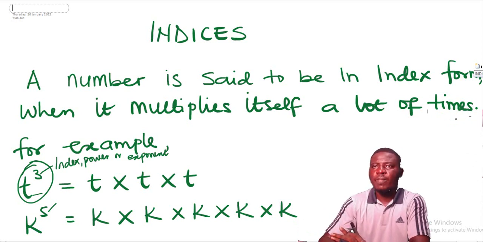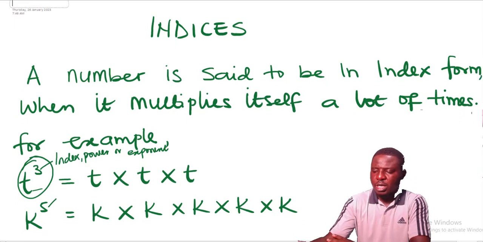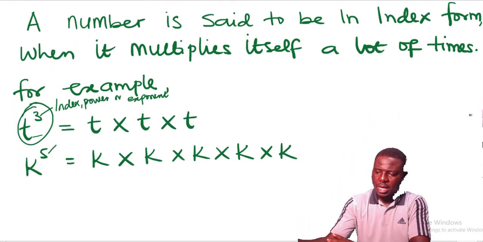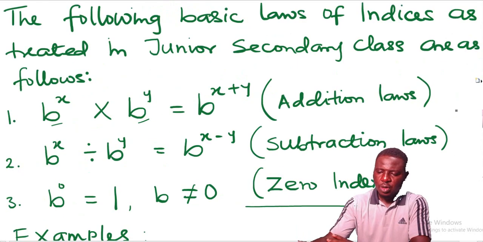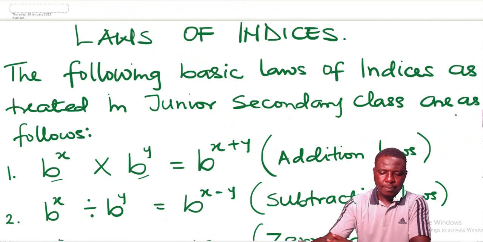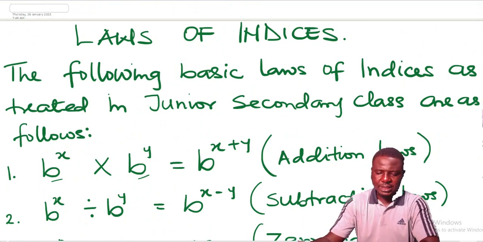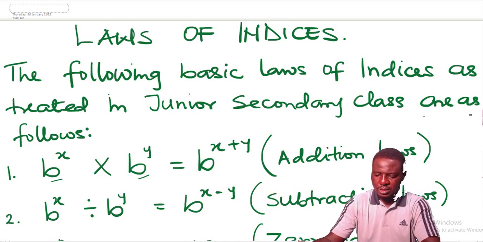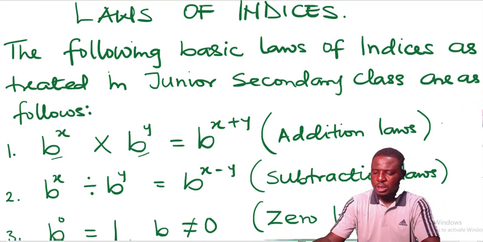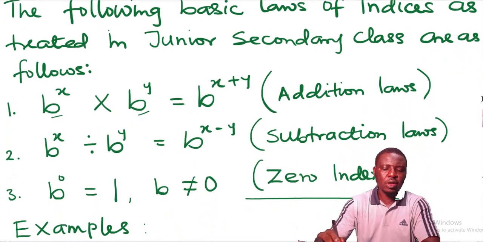Today's class is a continuation of our previous classes on indices. In today's class, we shall be taking more examples on the basic laws of indices which we discussed at the previous class. But let's look at those laws which were discussed at our previous class on indices. We said a number is said to be expressed in index form if it is written as a multiple of itself. Having discussed that, I gave you the three basic laws of indices, which we refer to as the addition law, the subtraction law, and the zero index law.